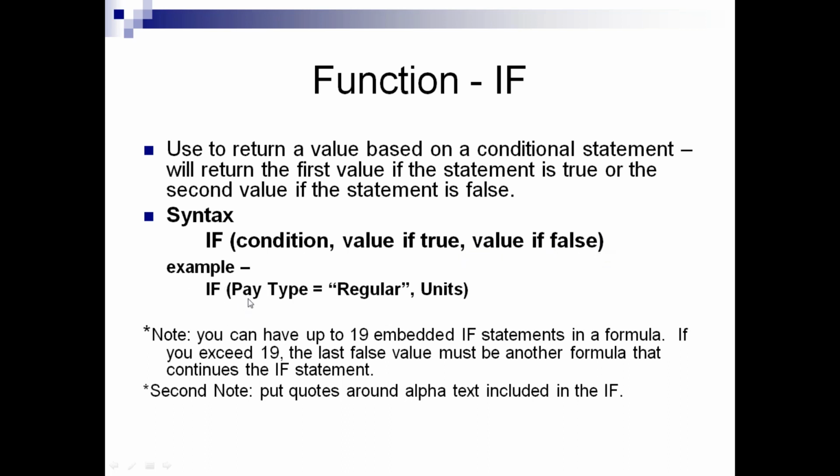So the example I've given here is a payroll example. I've said if the pay type, and I would be doing this on like a time record, if the pay type is regular, and again, I've got that inside quotes, then give me units. Now, if I don't want anything to return if it's false, I can leave that part of the function off. So in this case, when I run this, if the pay type is overtime or it's other, I will get nothing. The only time I'll get units is if the pay type is regular.